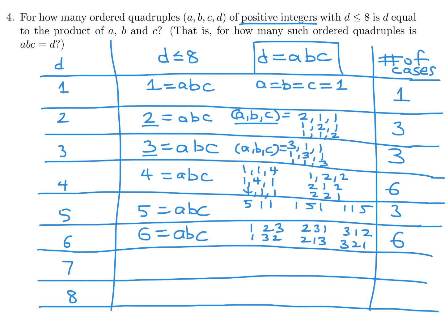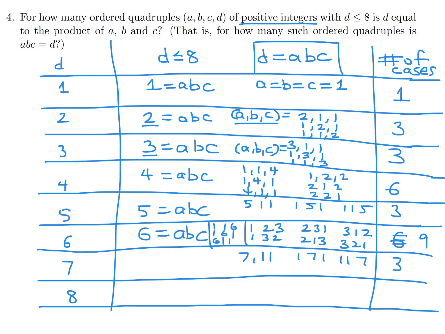Hold on here. Yes, but I think I also missed the 1, 1, 6 scenario. That would give me another 3. Yeah, 1, 1, 6, 1, 6, 1, and 6, 1, 1. So actually there's a total of 9. Aha. 7 is a prime number, so that's just going to be the standard 7, 1, 1, 1, 7, 1, and 1, 1, 7. So that's going to be 3.